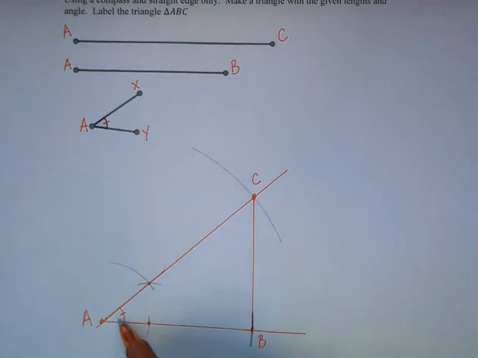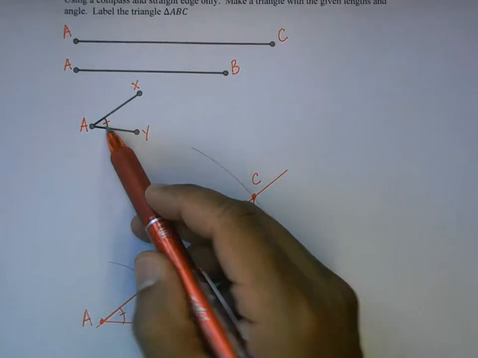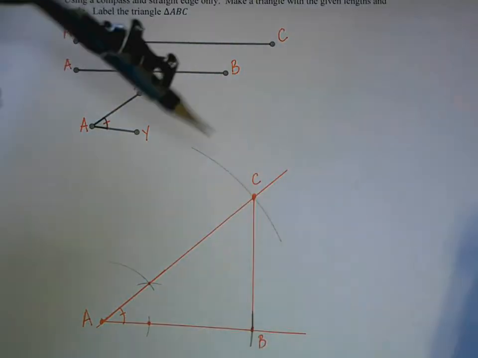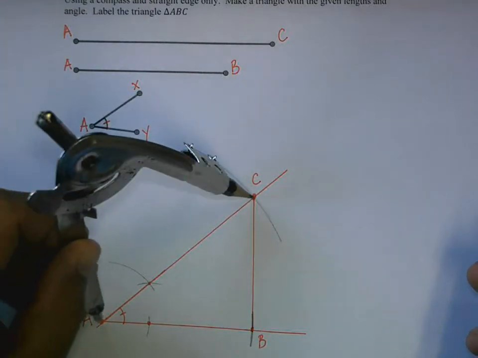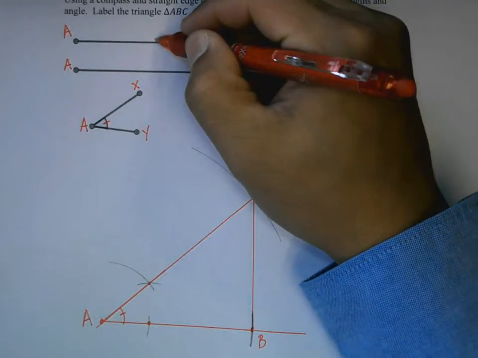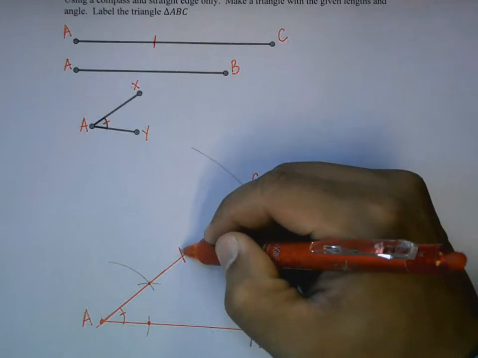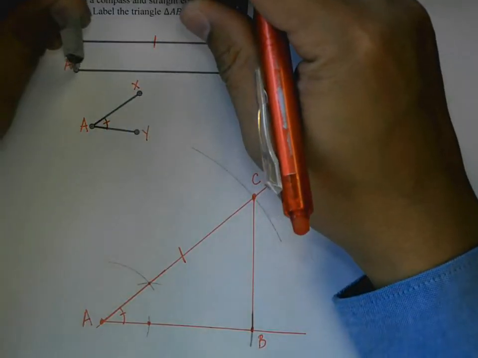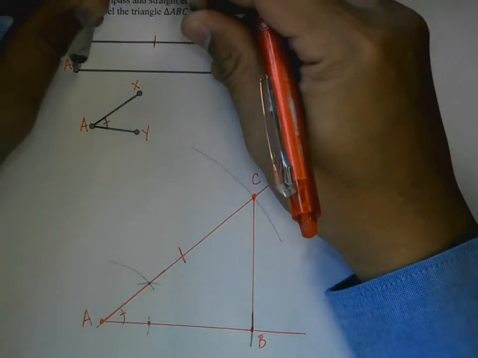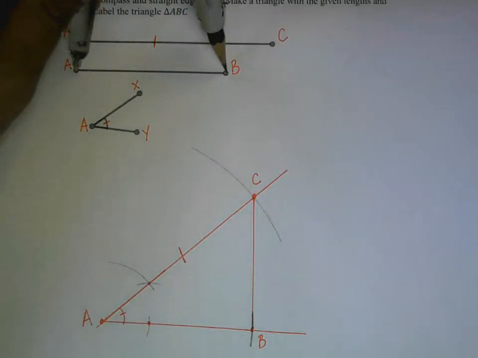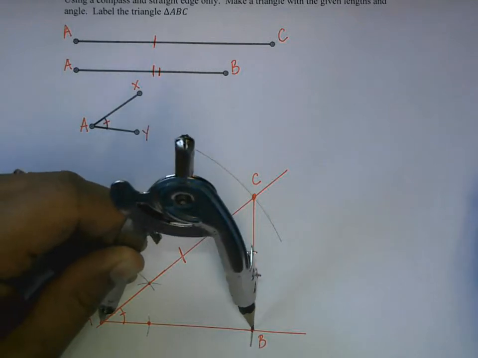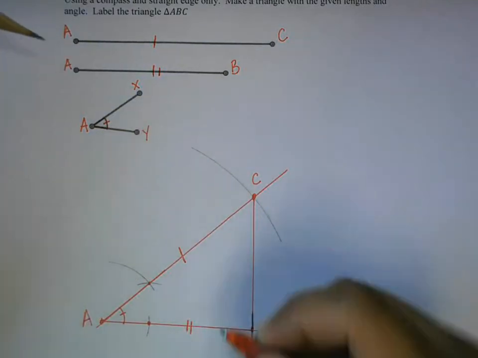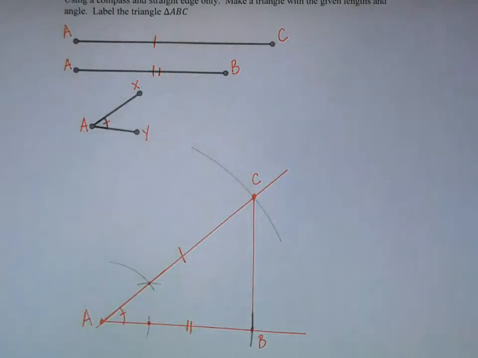So I know that this angle here is equal to that angle because we made it that way. I know that AC is congruent to this AC because we made it that way. And finally, I know that AB has also been properly copied. So that segment and this segment down here. And so there you have it. We've completed what we set out to do.